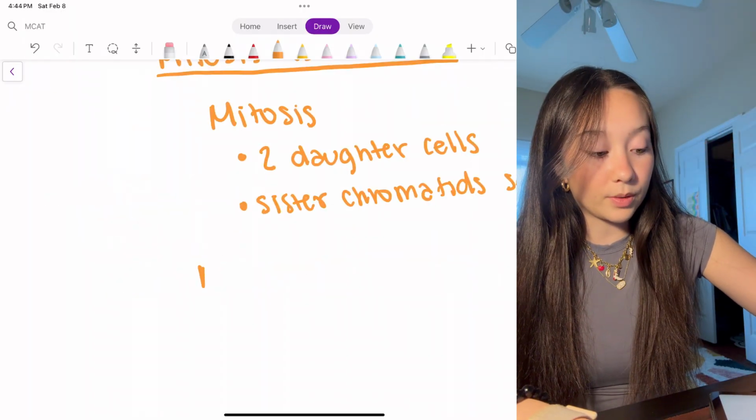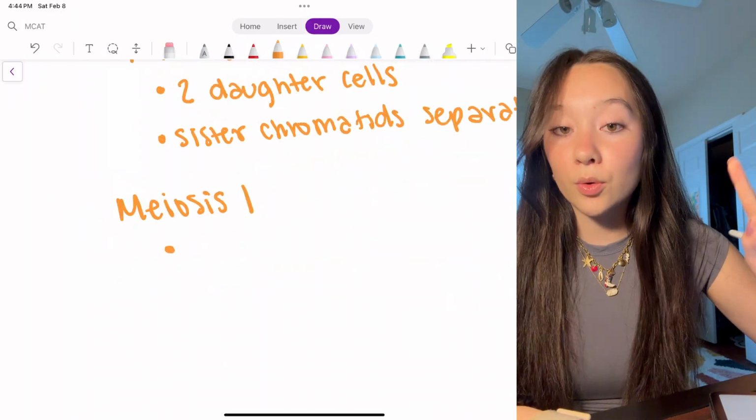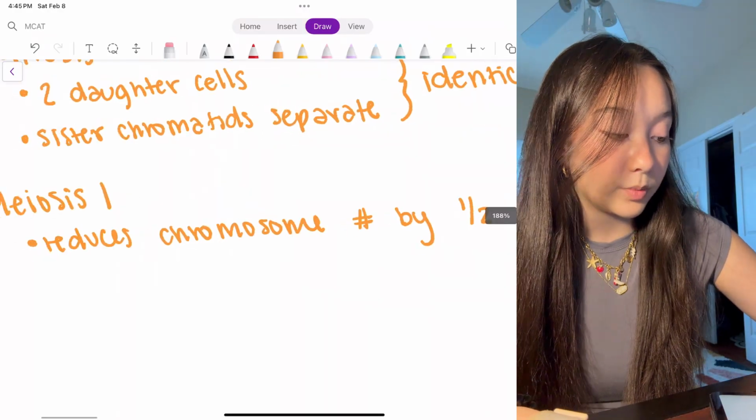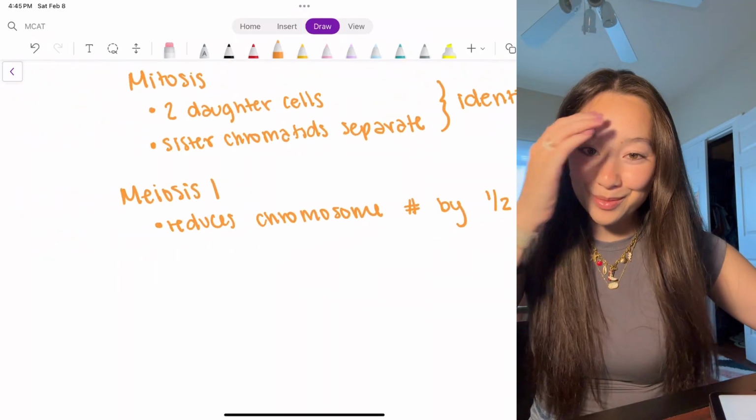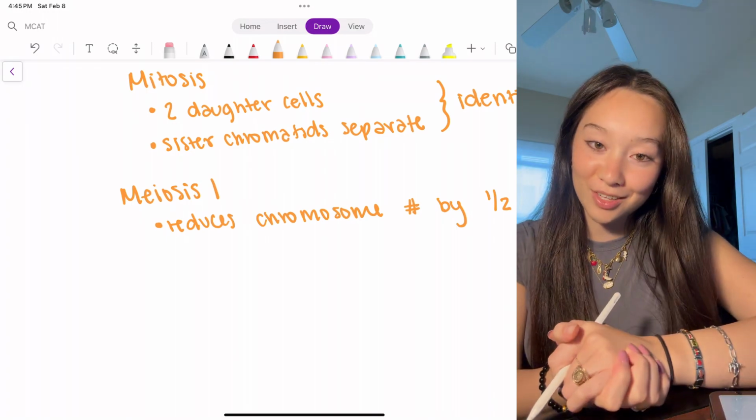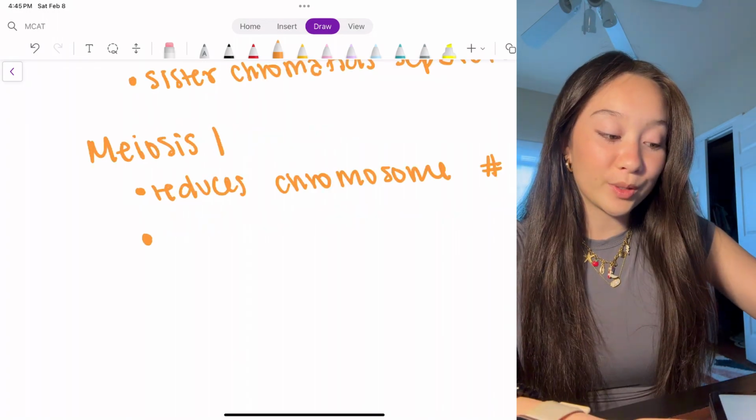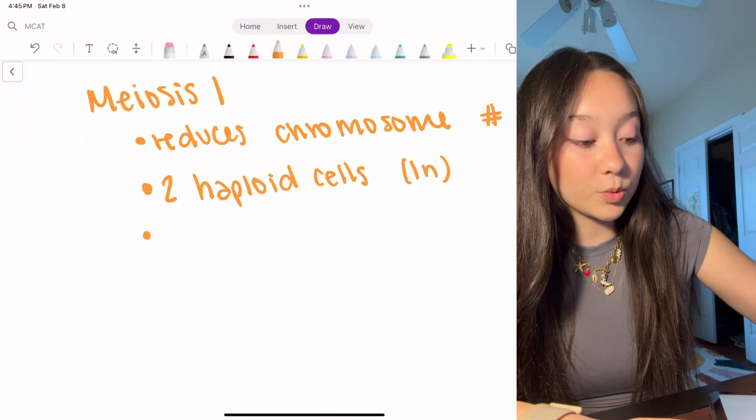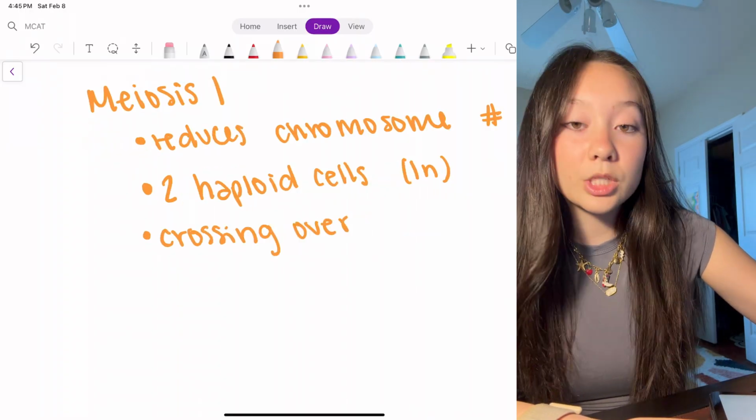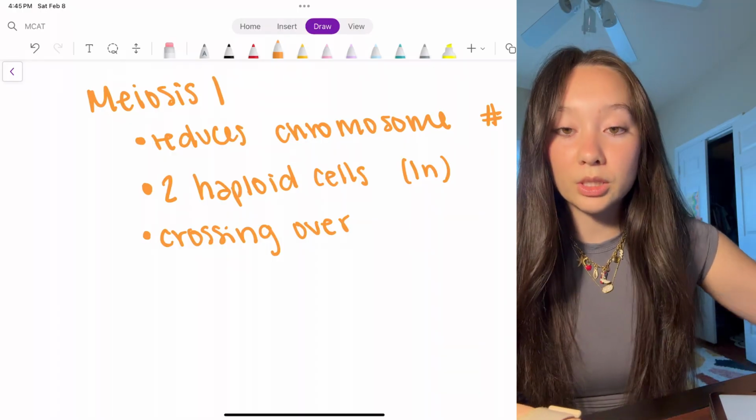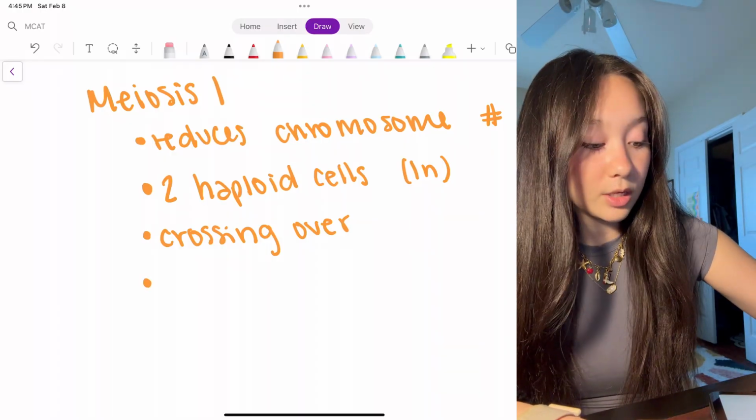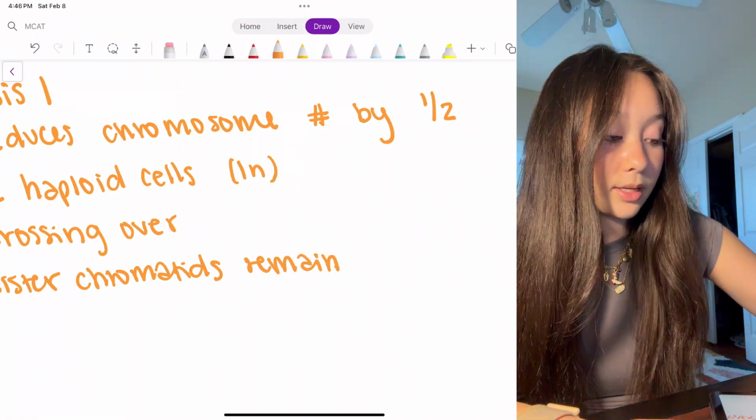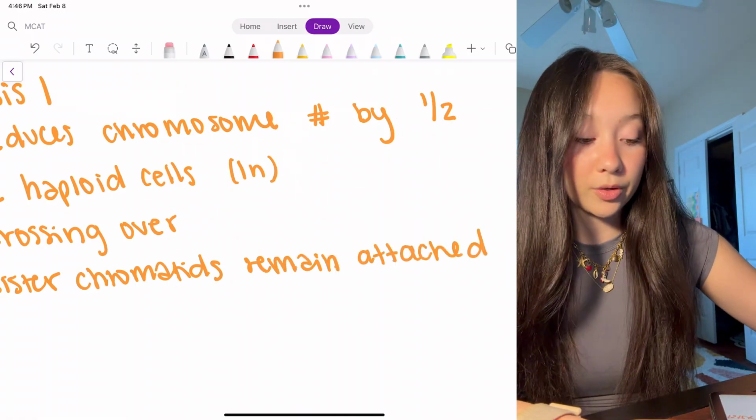Now let's go to meiosis 1. Meiosis 1, the chromosome number decreases by 1/2. Now, remember, homologous chromosomes separate. We only have half of the genetic information that we started with. Results in 2 haploid cells, which is 1N. This is where crossing over occurs, which is the exchange of genetic material, which leads to genetic diversity. And here, the sister chromatids remain attached, so they're still together.